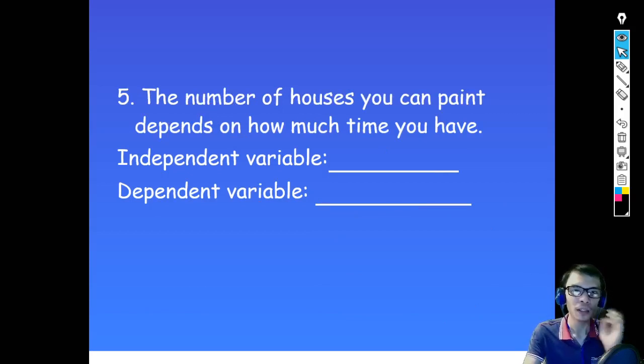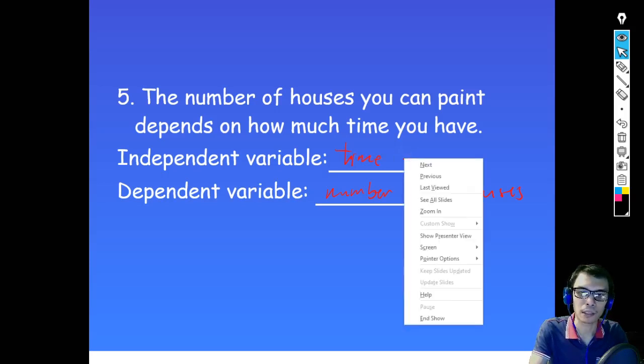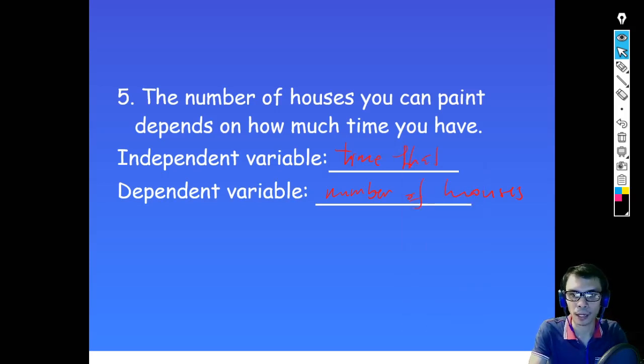And lastly, number 5. The number of houses you can paint depends on how much time you have. Meaning to say, the number of houses is dependent on how much time you have. So the dependent variable will be the number of houses, and the independent variable will be the time that you have. So that is the independent and the dependent variable.